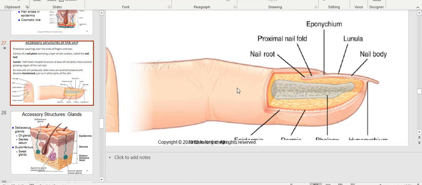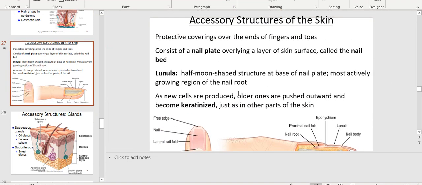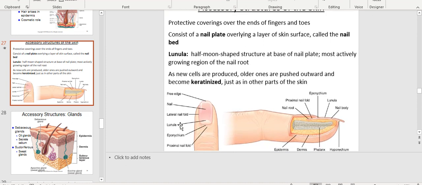Here's a shot of some nails and the whole idea of keratin. It's a protective covering over the ends of the fingers and toes, okay. It consists of a nail plate covering the nail bed. Your lunula is a half moon-shaped structure at the base of the nail plate. And this is your lunula right here. You see right there? Okay. That's where everything is alive and things are moving out from there. As new cells are produced, older ones are pushed outward and become keratinized, exactly the same as the skin. Okay?